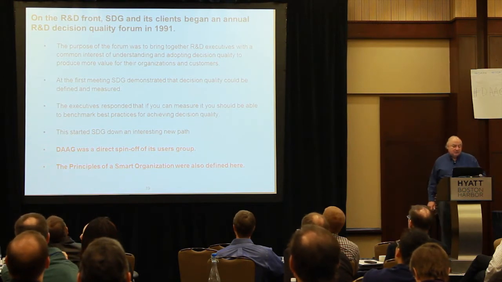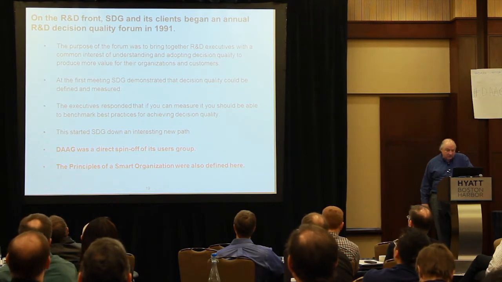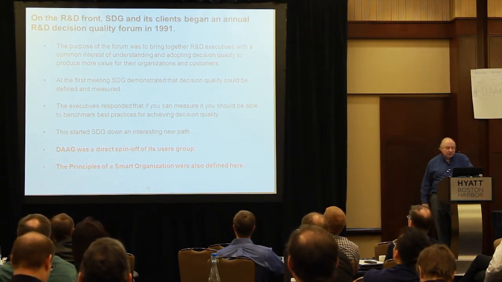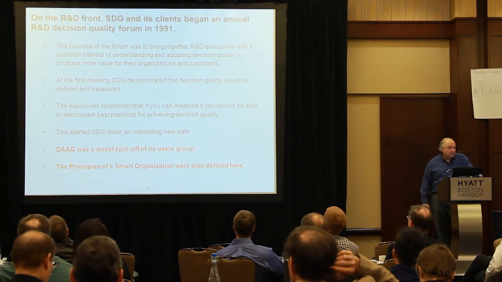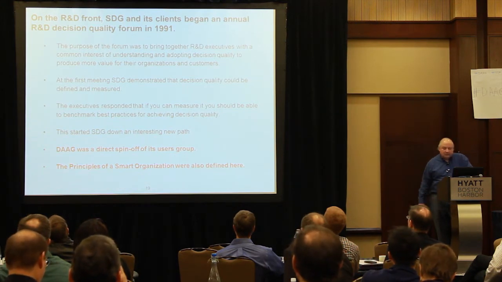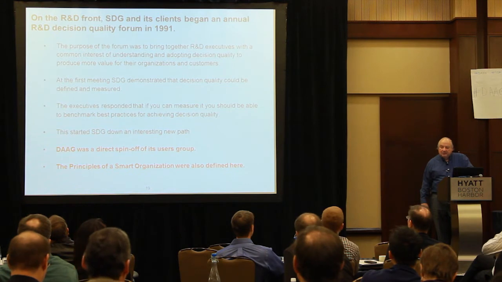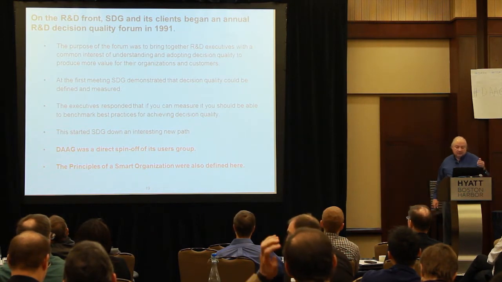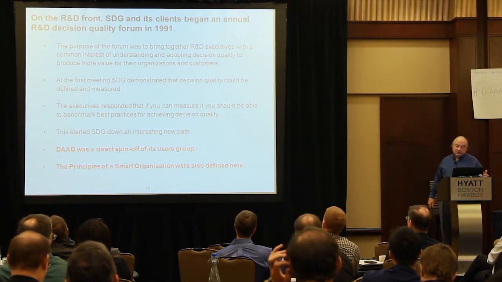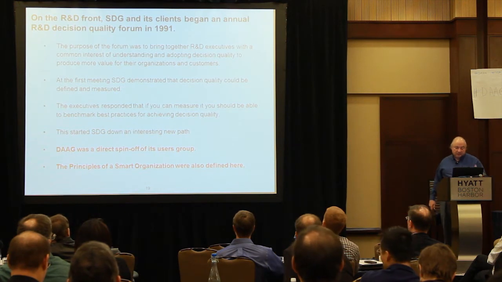On the R&D front, we formed a decision quality, R&D decision quality group, some of the Boeing was in it. And it was a forum to bring together executives with a common interest. We developed some large scale software, which we've inherited in R&D decision advisor and portfolio management navigator. We demonstrated that decision quality could be defined and measured. Lots of things happened.